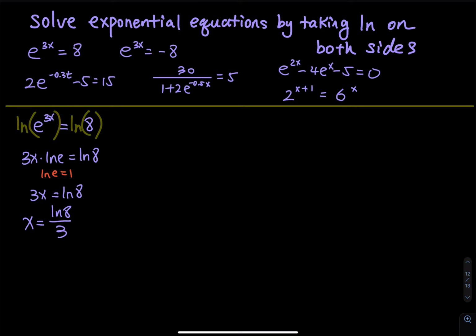When you are doing homework online, be careful with this. x equals ln 8 divided by 3. This is called an exact answer. In order to approximate that, in your calculator just type ln of 8, close the parenthesis for ln 8, and then divide by 3. That is approximately 0.693. I would like to use 3 decimal places.